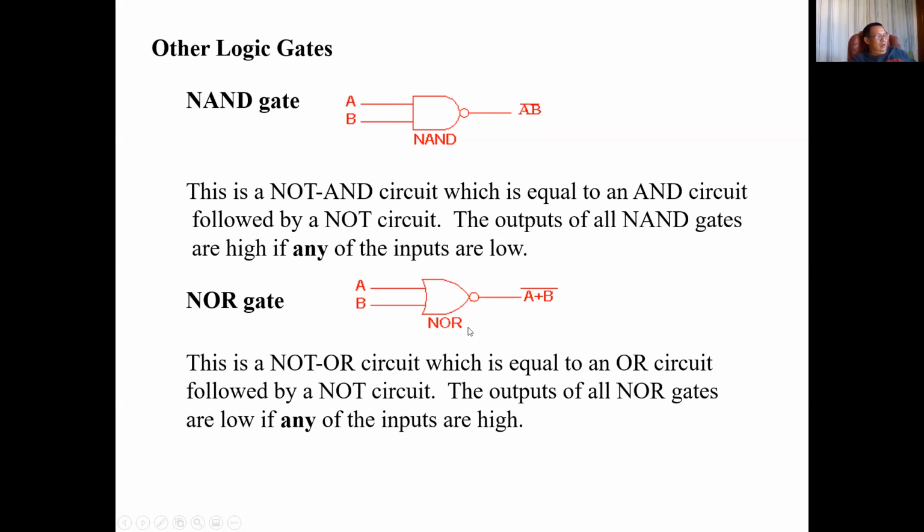A NOR. What is a NOR? A NOR is a NOT of an OR. So if an OR will be true if you have 1 or 0, 0 or 1, and 1 or 1, a NOR gate will be true only if you have 0 and 0 for A and B.